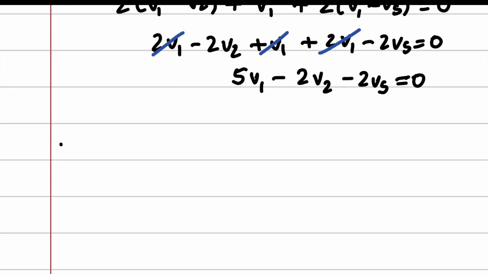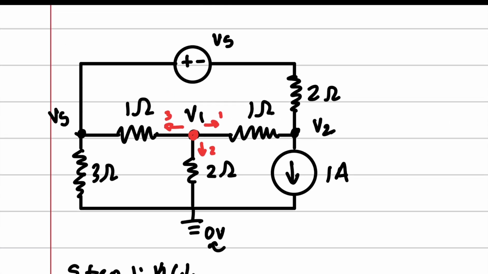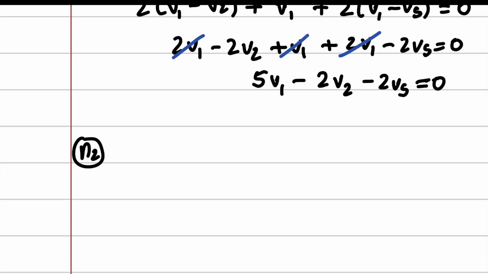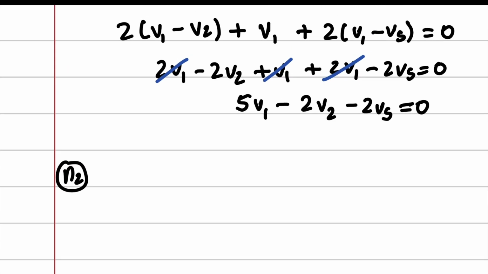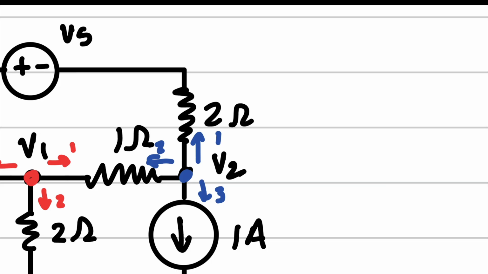Let's do node 2. So let's look at node 2 now. I'll do this one in blue. We've got node 2 right here. We've got a current going this way, and this way. This one can be current 1, 2, and 3 with respect to this node. So let's go ahead and do that. The starting point is the voltage at node 2, and we're going to do branch 1 first. And now notice something here.